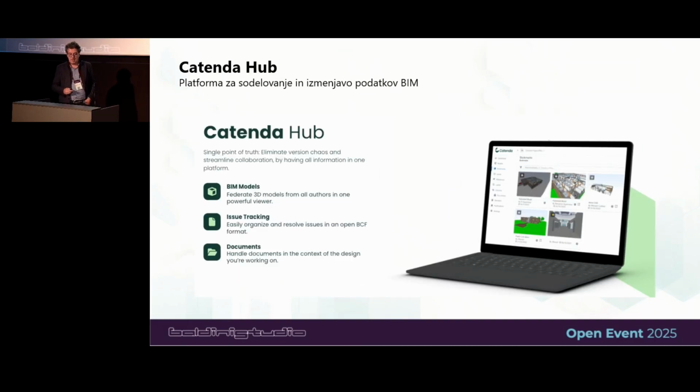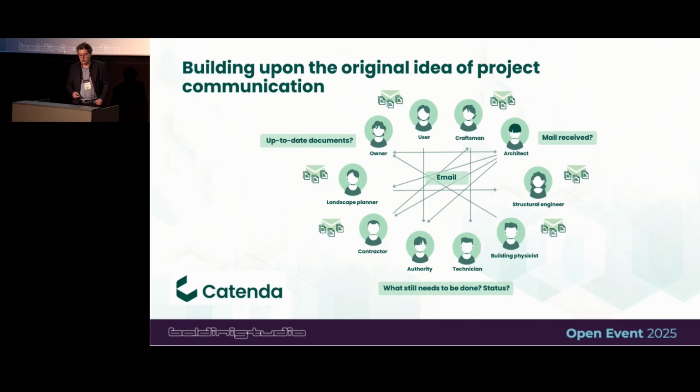Catenda is basically, as the name says, a common data environment, a place where we can put all the models, but also all the communications and all the issue tracking. But issue tracking is not necessarily an issue. It's maybe just communication between two designers, or between designer and contractor, designer and investor, and so on. So this is the kind of mess that I talked about.